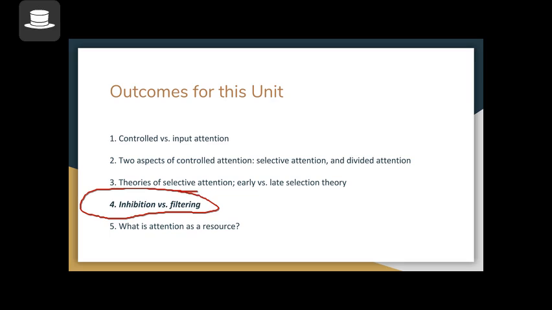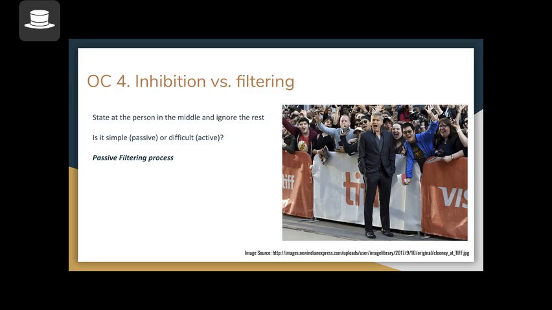The next outcome is to talk about inhibition and filtering. Inhibition is an active process of deselection. Filtering is a passive process of deselection. Stay with the person in the middle and ignore the rest. Is it easy? Usually it is because the center person is salient here, and the other individuals are not so salient. So it's easy for you to pay attention to this and ignore the rest. So this is a filtering out process.